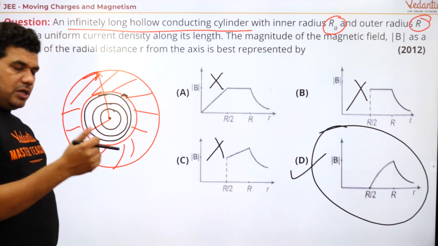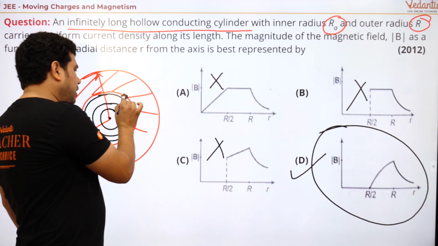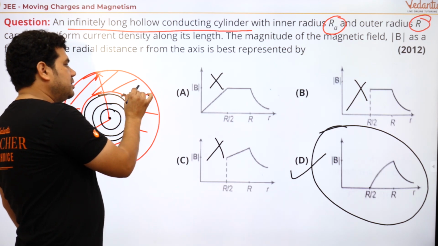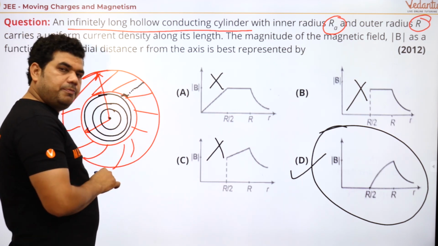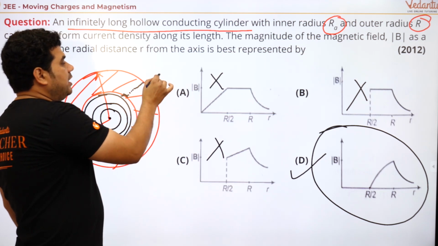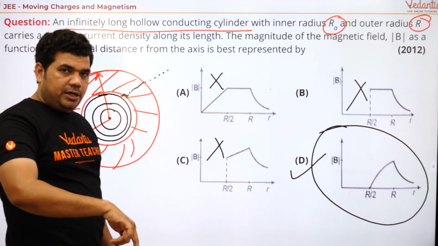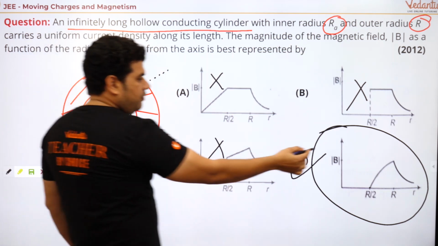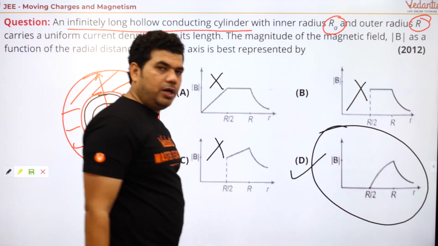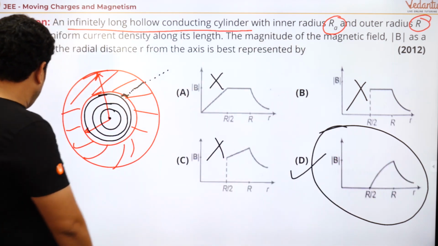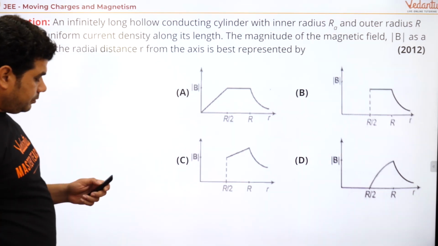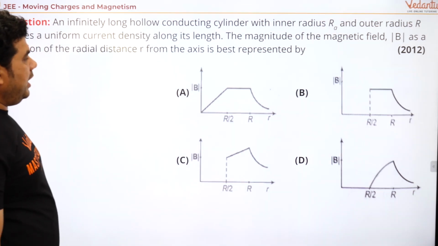Then it increases, and from here to here the current also increases, that's why the magnetic field increases. After that only the radius of the loop increases, not the current. That's why the magnetic field is decreasing. Got it? So it's a very easy and simple question. Let's move to the next one, dear.